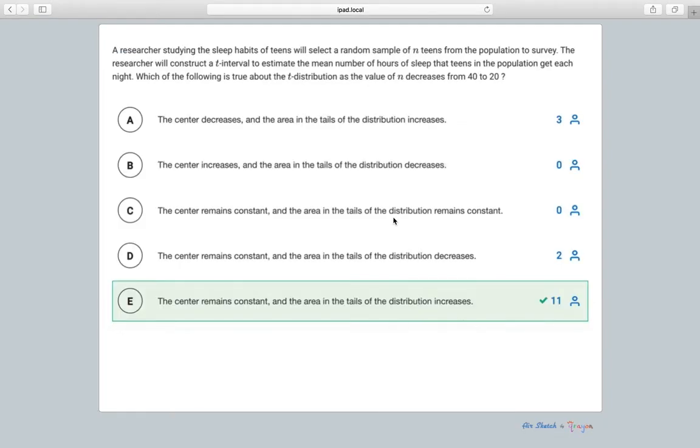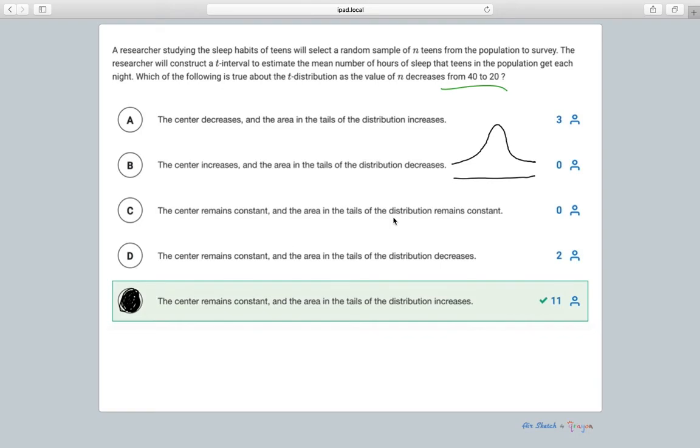So this is just the opposite direction. So if we're decreasing our sample size, the t distribution becomes more different than the normal distribution. So it's going to have heavier tails, meaning more area in the tails, and a skinnier, higher peak. Okay. And so the center remains constant and the area of the tails will increase, which was our most popular answer.